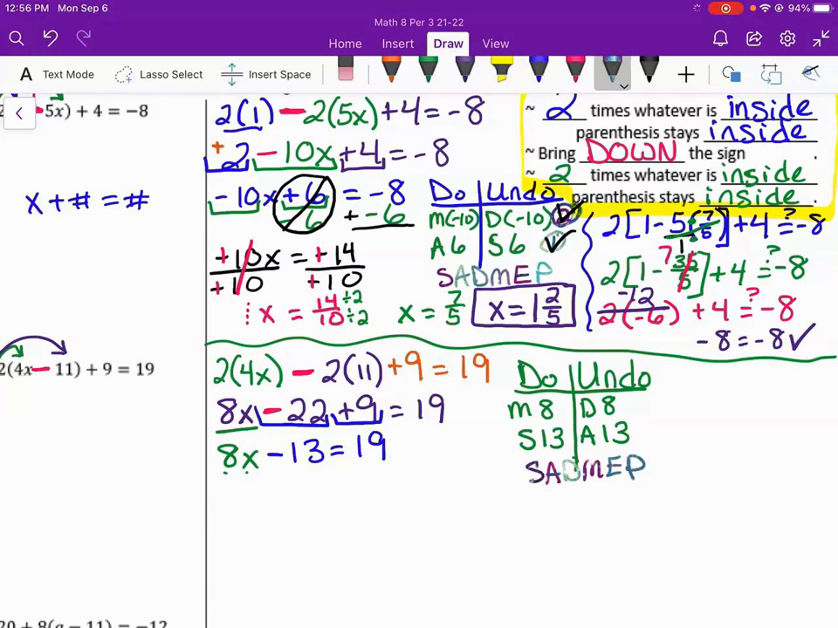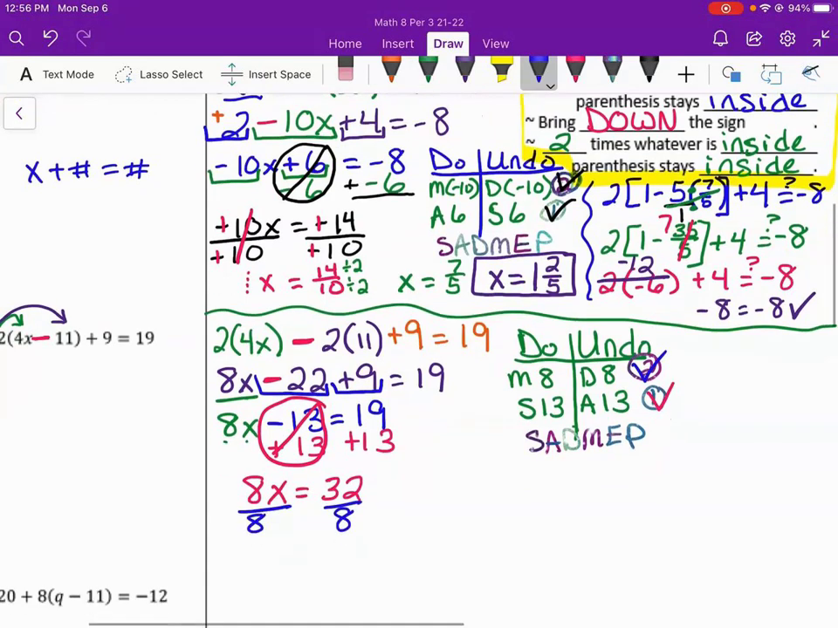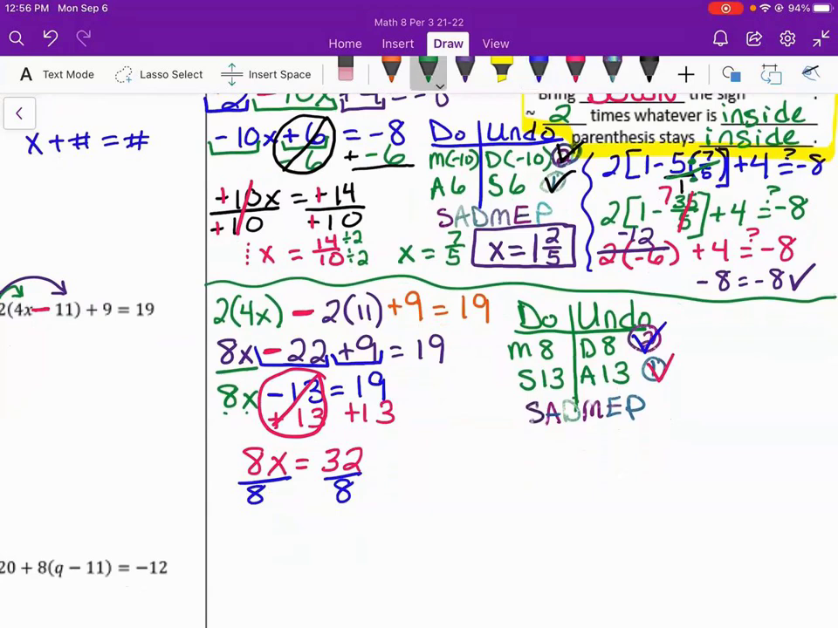This one is SADMEEP. So what's first? Add will be before division. So I'm going to do add 13 to both sides. Good. These are opposites. So I have 8x equals 32. Got that done. So now I'm going to do divide both sides by 8. So any number divided by itself gives me my 1. 8 goes into 32 4 times.